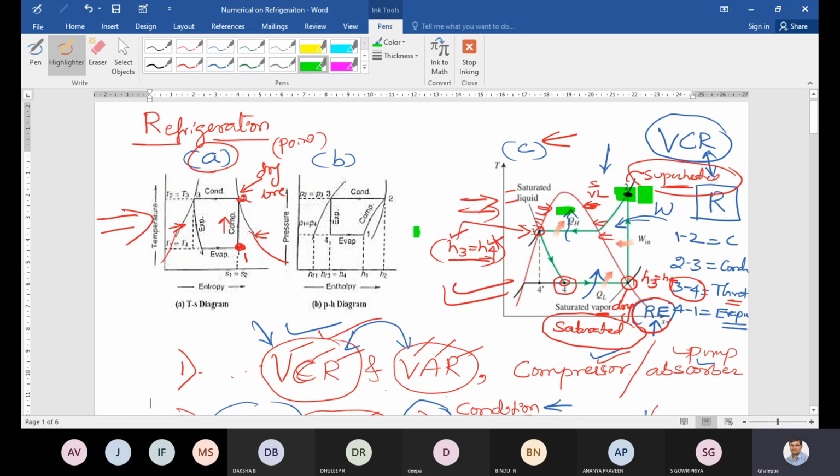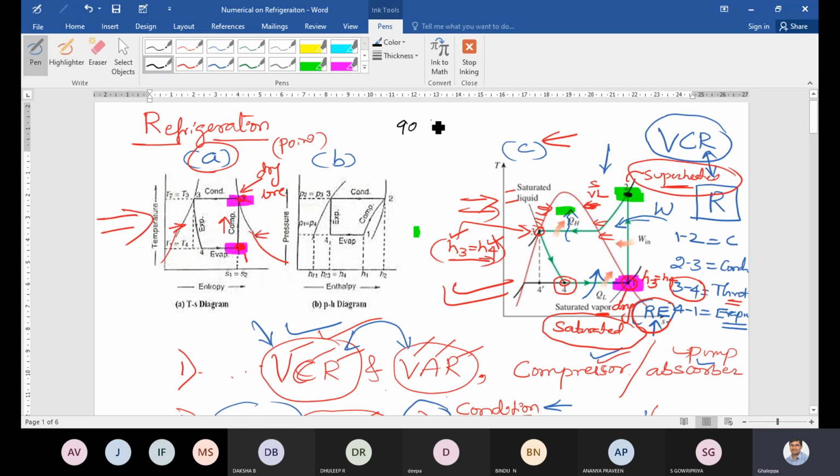Point number 2 is here. So point number 2 is here, means it is superheated. Point number 1 is dry line. But in the first sketch, point number 1 is in wet condition. Point number 2 is in dry condition.